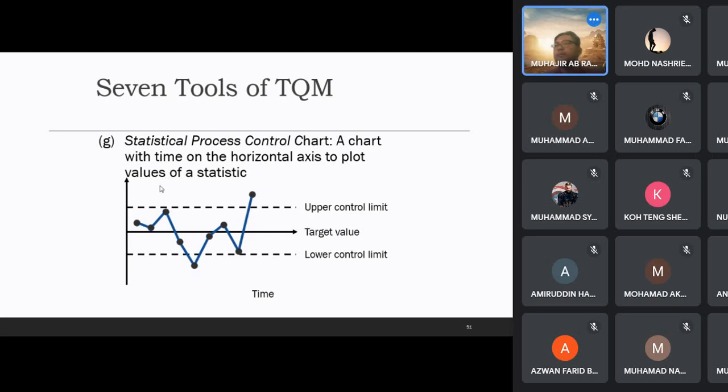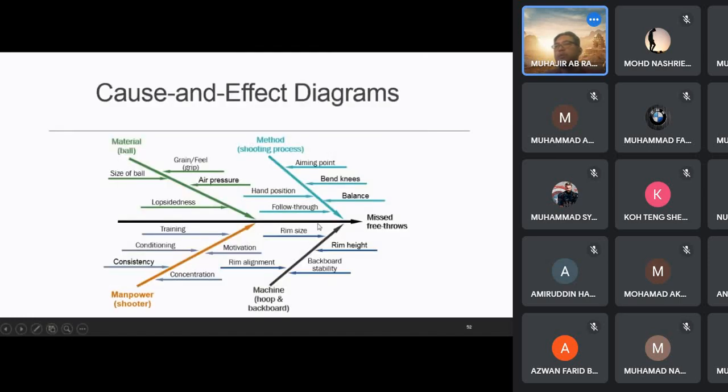Okay, so you have this upper and lower control limit, and then you chart the performance. The idea is to make sure that you have the result or output between this upper and lower control limit.